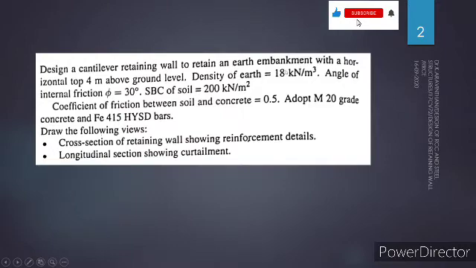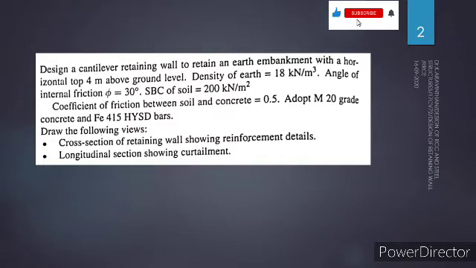in order to proceed with the design, which is given as the soil density, which is resisted by the retaining wall, is 18 kilonewton per meter cube, and the angle of internal friction is phi, which is 30 degree, and the third thing is the safe bearing capacity of soil, which is given here as 200 kilonewton per meter square, and also a coefficient of friction between soil and concrete. So this we have to use while designing the sliding check.